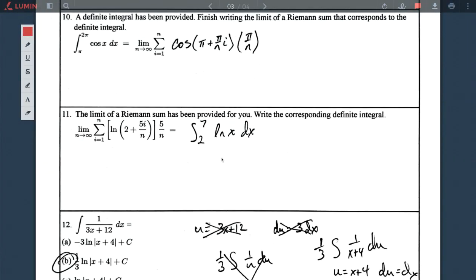Doing the reverse on 11. So we've got our integral. I've got 2 plus right here, so that means 2 is going to be my lower limit. B minus a is 5, so that means I need 2 plus 5, and that gives me my 7.